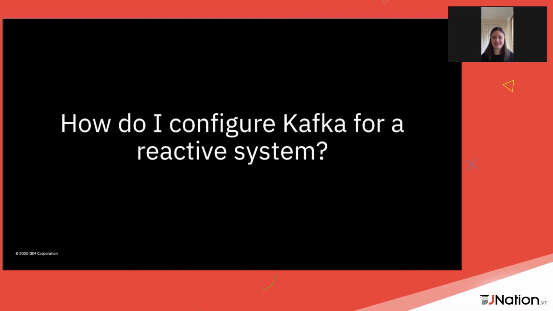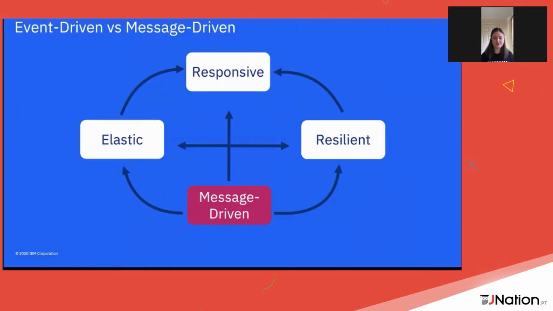So we know that we have all of these different patterns, and we've seen that event sourcing is part of those patterns. And obviously there's something called Kafka, and we've been looking at how we can use Kafka in reactive systems. So how do we configure Kafka so that it's really built for these reactive systems?